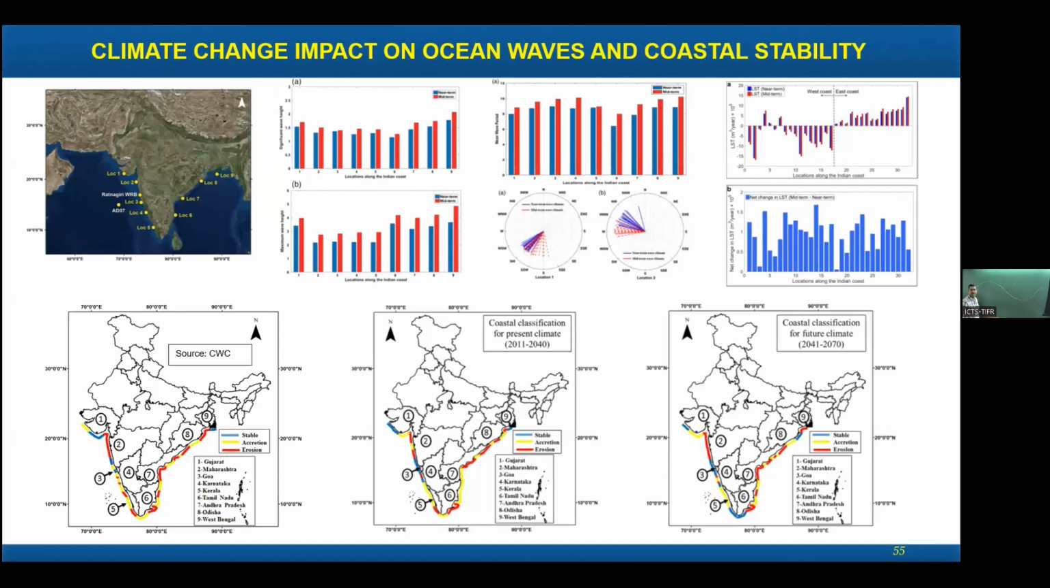Then what else? It also has a height. So what is height? It is the vertical distance between the wave crest and wave trough. That is my wave height.